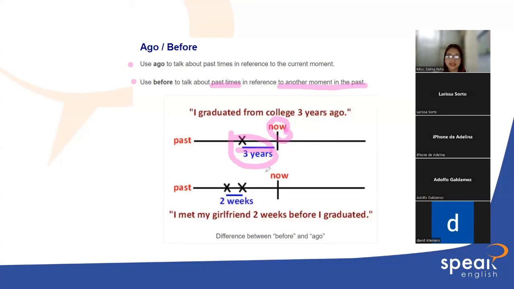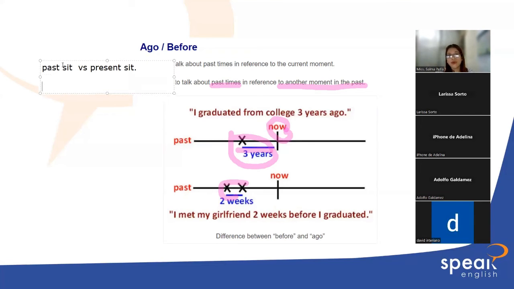And this is past and present. That is the difference. Imagine 2 weeks. I met my girlfriend 2 weeks before I graduated. Difference between before and ago. So, ago is talking about a past situation and you compare it to a present situation or a current moment. You are talking about, oh, I finished my career. Now I'm working as a doctor. And the other person asks you, and when did you graduate from college? Okay, I graduated from college 3 years ago. They are having a conversation and you are sharing information. And you compare a past situation to a present situation.